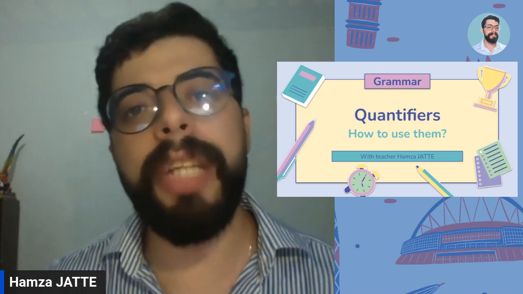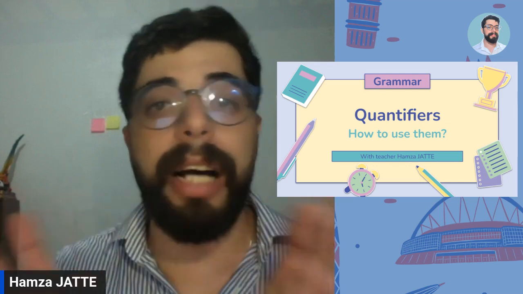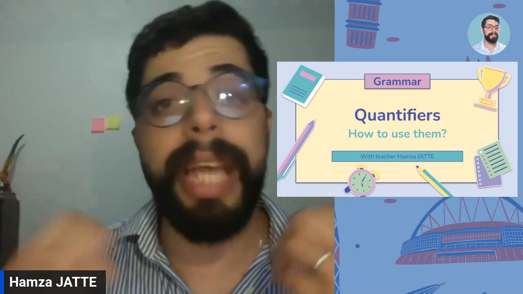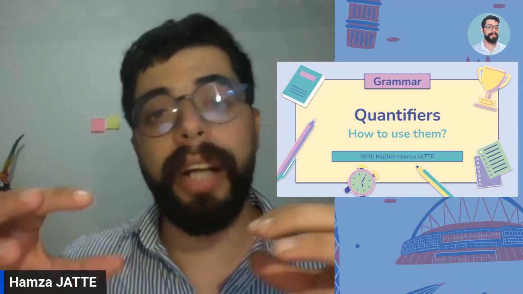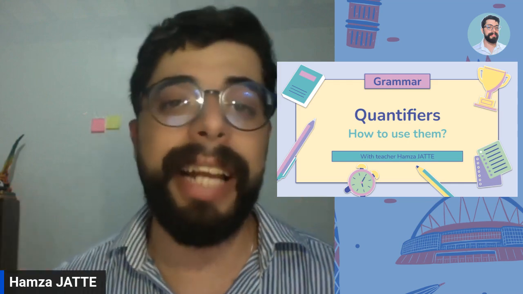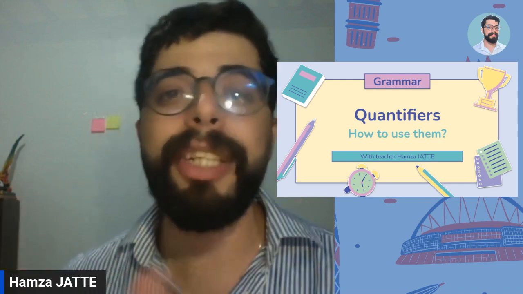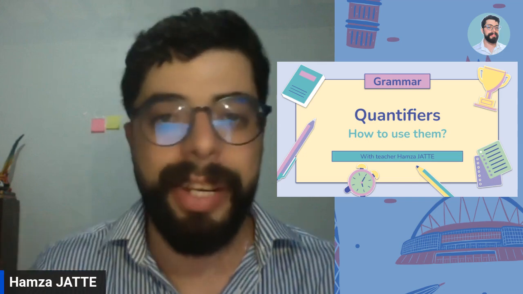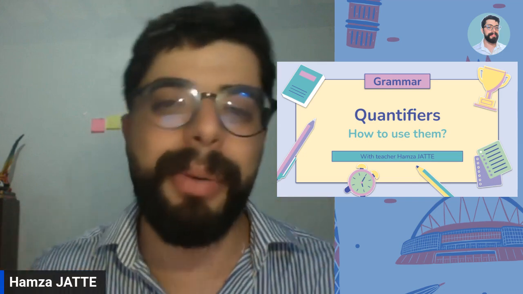The second question that we will try to answer is, what are the quantifiers that we have in English, and do they belong to one category, or are there different types of quantifiers in English? And the final question is, how do we use quantifiers in real life situations, in grammatically correct sentences?